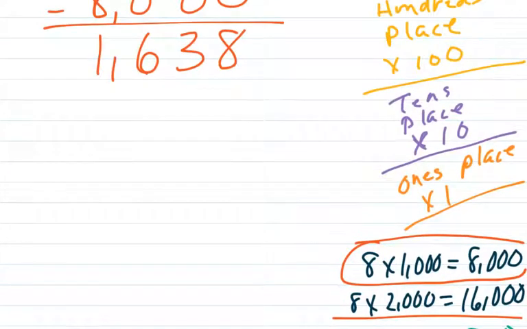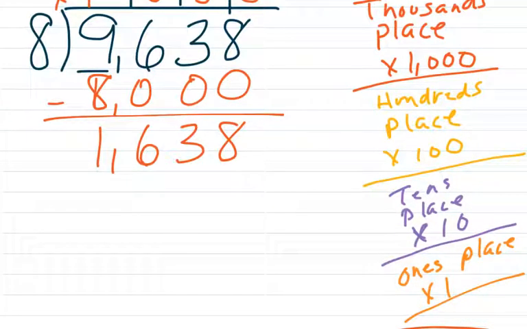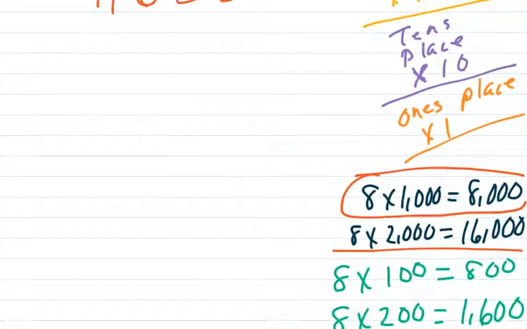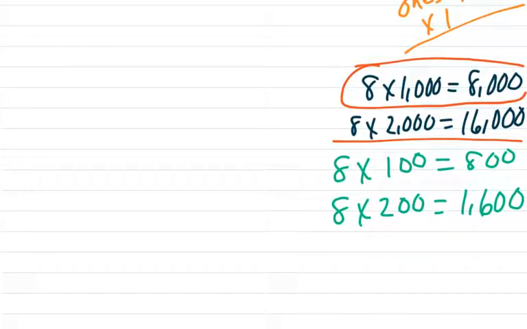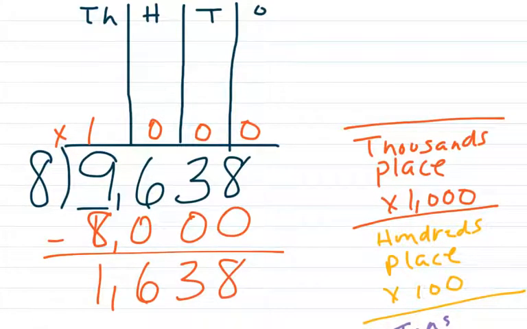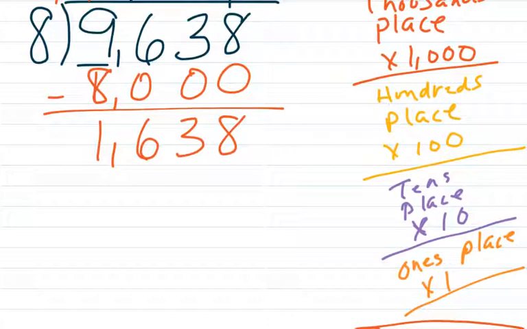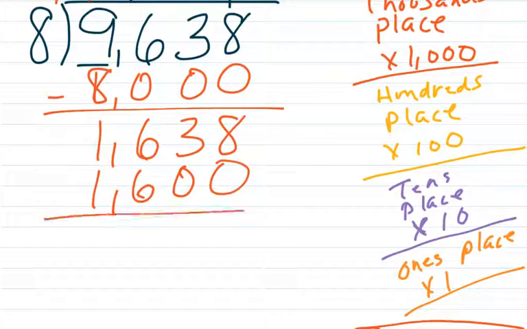I scroll back up. I look. 1,638 is right there. Very close. And I know if I go to 300, I already know that's going to be too big. So right above here, I write 200. 8 times 200 is 1,600. I go through and I subtract, and that's going to give me 38.